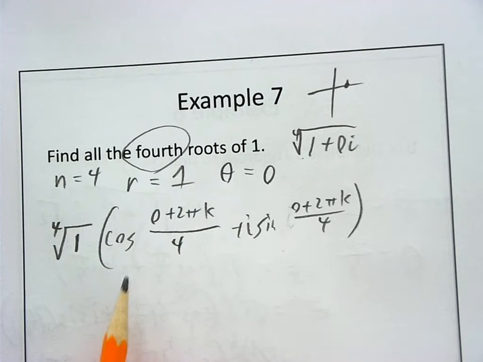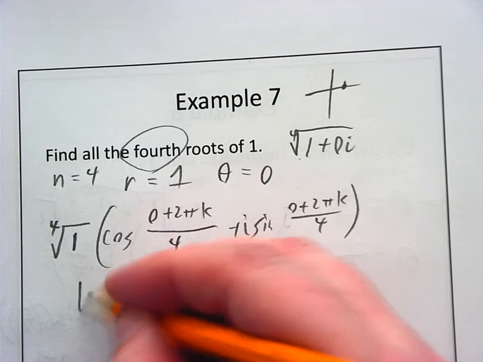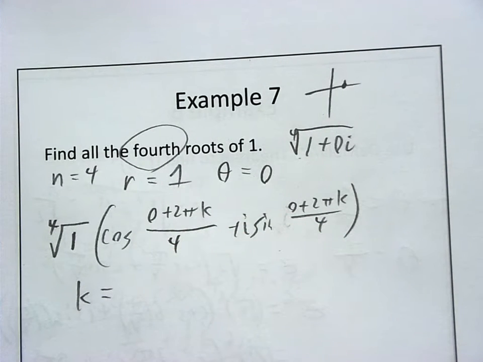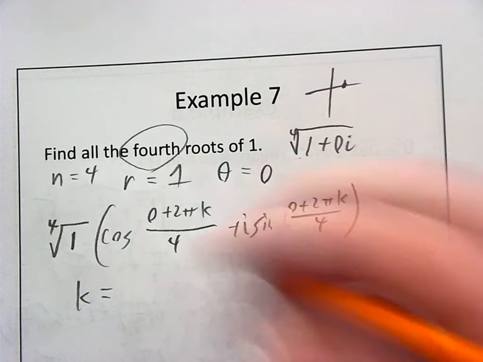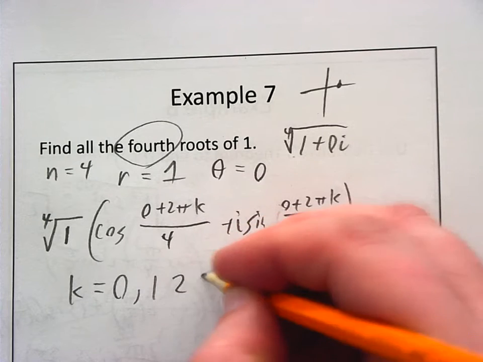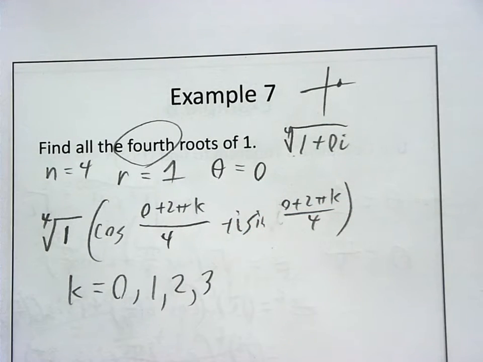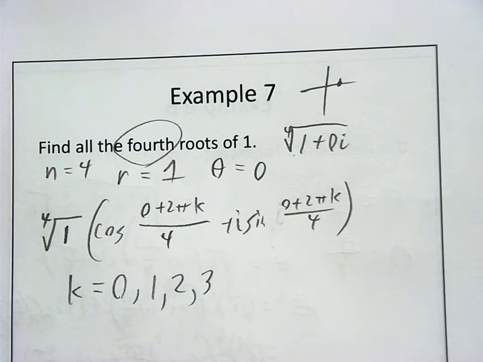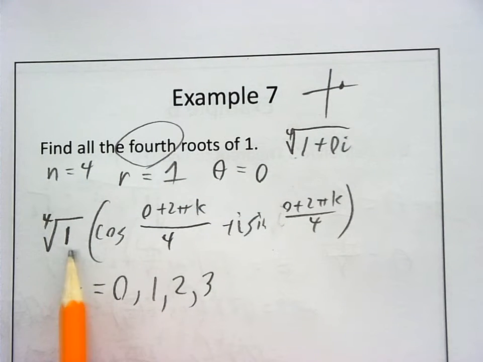Now, the thing is, how many different k values do I need to do? 4, because it's the fourth root. So I'm going to do what four numbers for k? 0, 1, 2, 3. 0, 1, 2, and 3. So I'm going to do these four problems. But it actually doesn't end up being that bad, because what's the fourth root of 1? 1. So that part I can basically ignore.